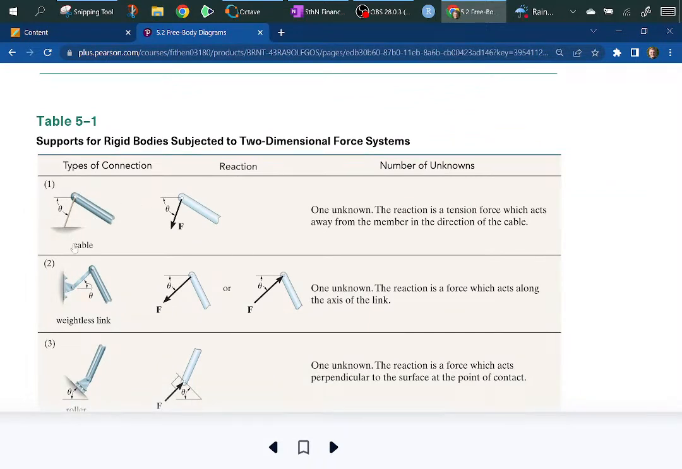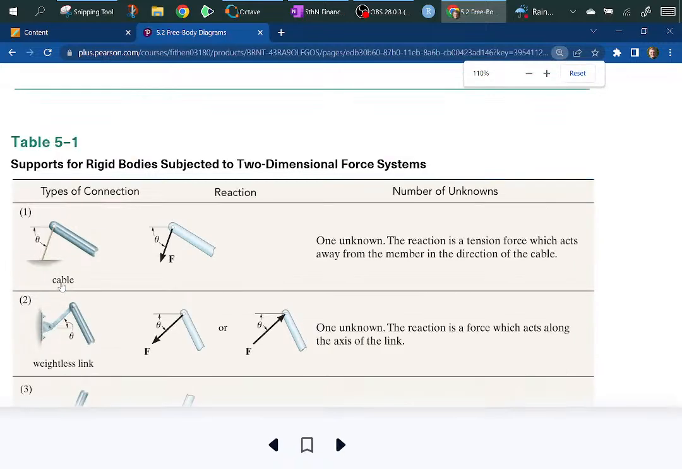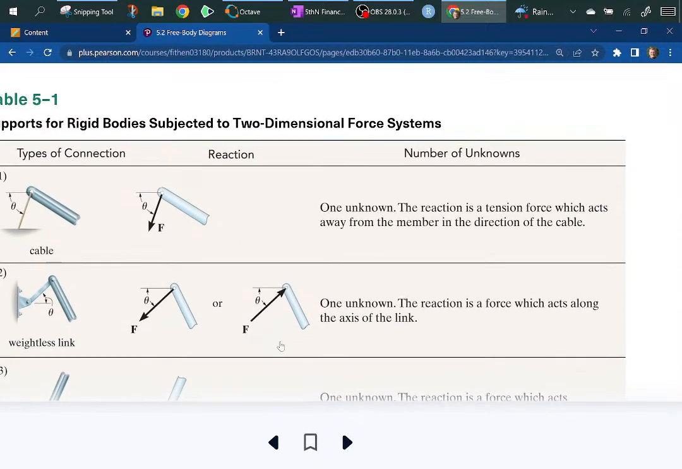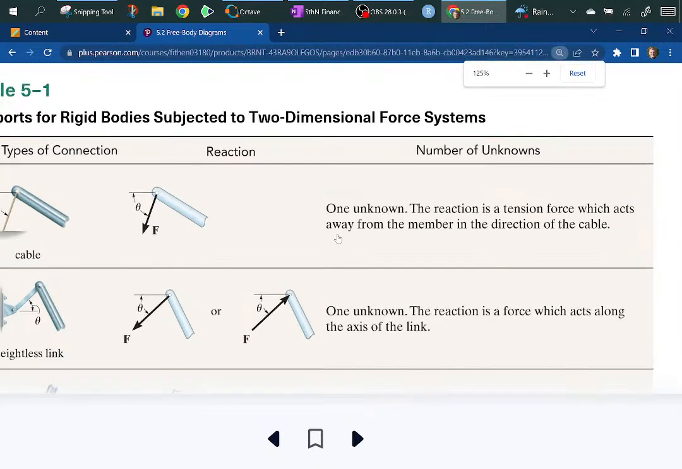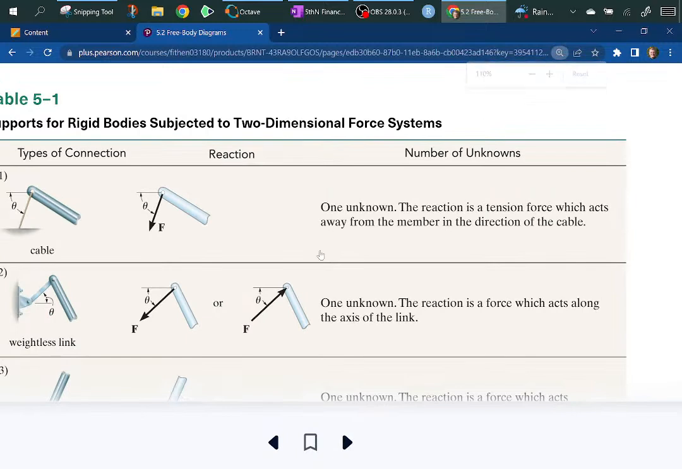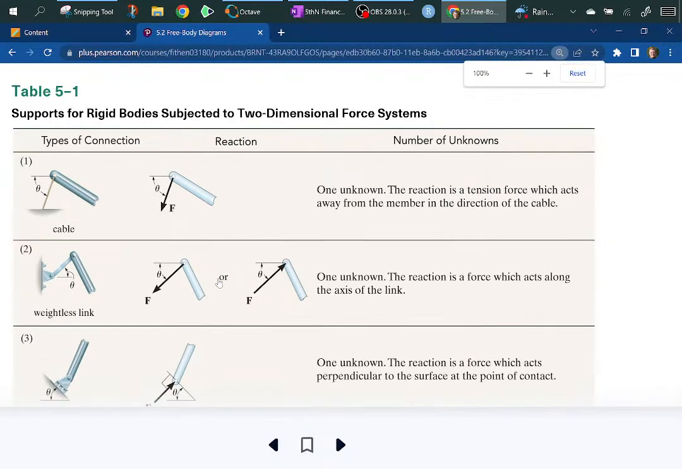You look at the different supporting methods, and okay, he's got a pinned support at a wall on the second one. Here he's got a cable. A cable can only supply tension, so it can only pull towards here.